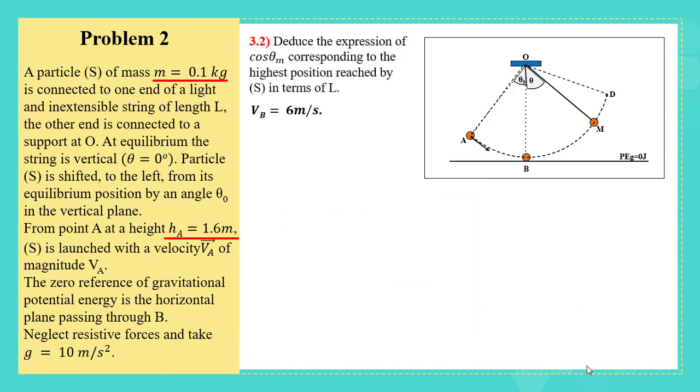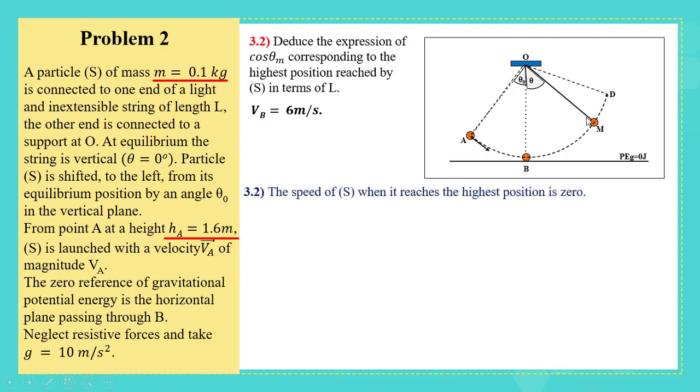Deduce the expression of cosine theta maximum, corresponding to the highest position reached by S, in terms of L. Remembering that VB, you may use it, equals 6 meters per second. Whenever they say highest position, directly you should keep in your mind that in the highest position, the speed is 0. The speed of the particle will be 0.